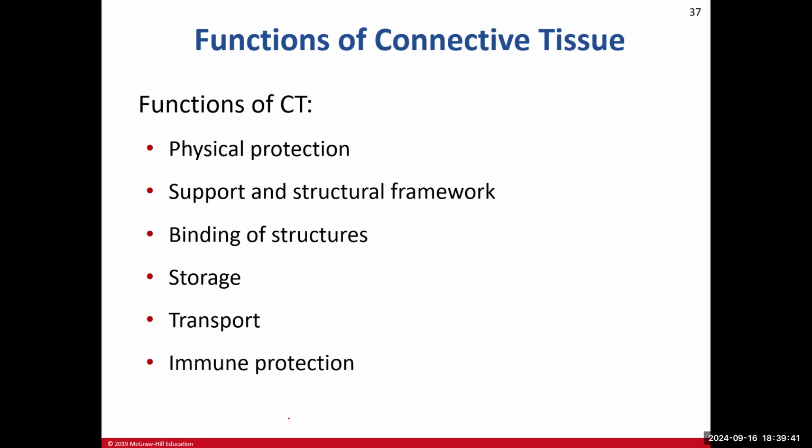Storage, adipose tissue. Stores triglycerides, stores fat. Transport, fluid connective tissue. Your blood and your lymph are going to transport material throughout the circulatory and lymphatic system there. Immune protection, we talked about that in lab, how you'll have certain immune cells in some of your tissues there. Remember the macrophages, the fixed macrophages, and the wandering macrophages. You'll have these different cells in these different tissues there.